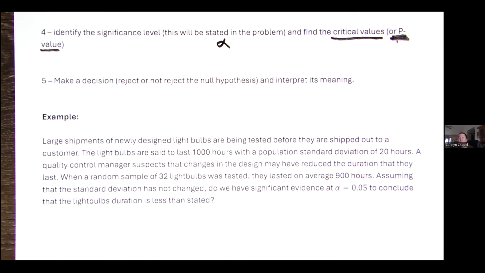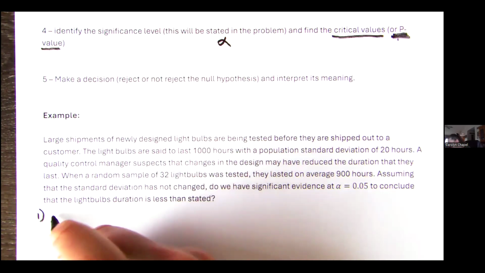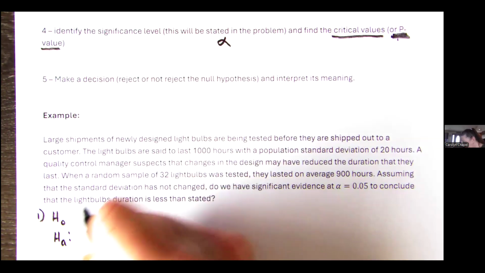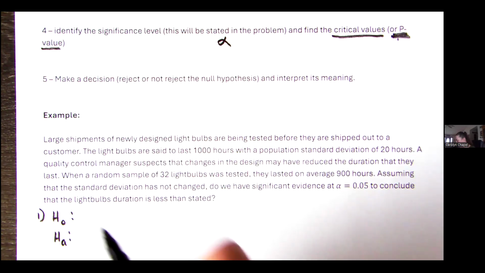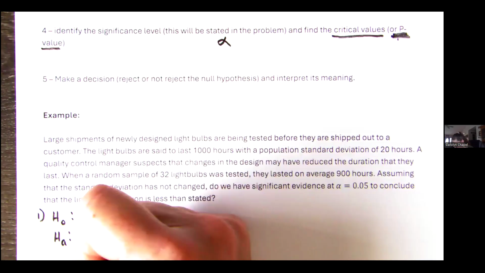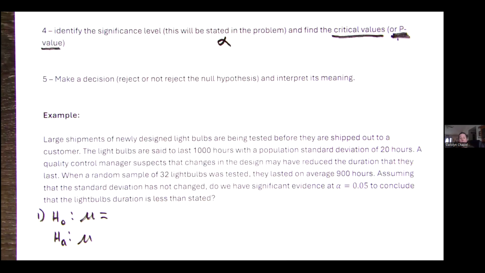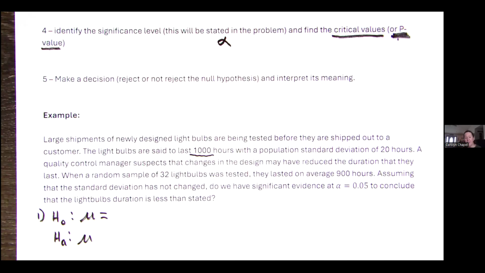Okay, so we're going to go through our 5 steps. Step 1 is to write our hypotheses. So we have our null and our alternative. Again, we are talking about the average length of time that our light bulbs last. So we're talking about mu. That's our average. And we always start with an equal to, and in this case, light bulbs were said to last 1,000 hours.